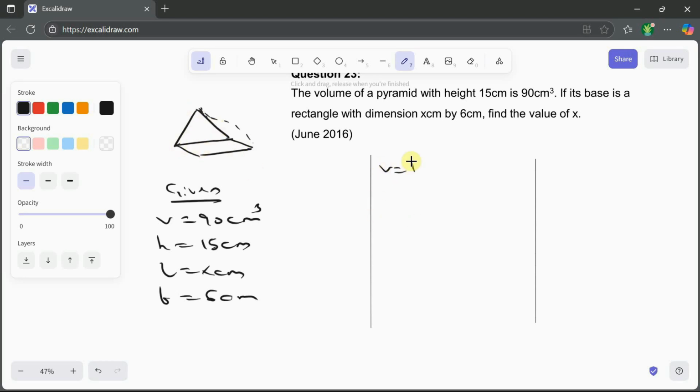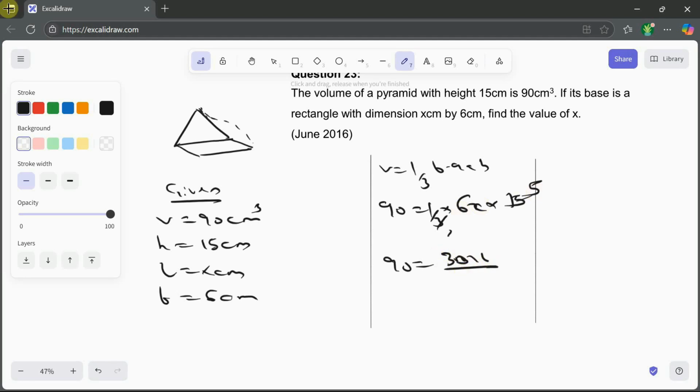So V is 1 over 3 base area times height. The volume we're told is 90, 1 over 3 times the base area, because the rectangle, that is length times breadth. That will be x times 6, which will give you 6x, right? Times the h is 15, so that's times 15. So 3 into 15 is 5. So you can say 90 is equal to 6 times 5, which is 30. That will be 30x. And if I divide both sides by 30, my x is going to be 3.